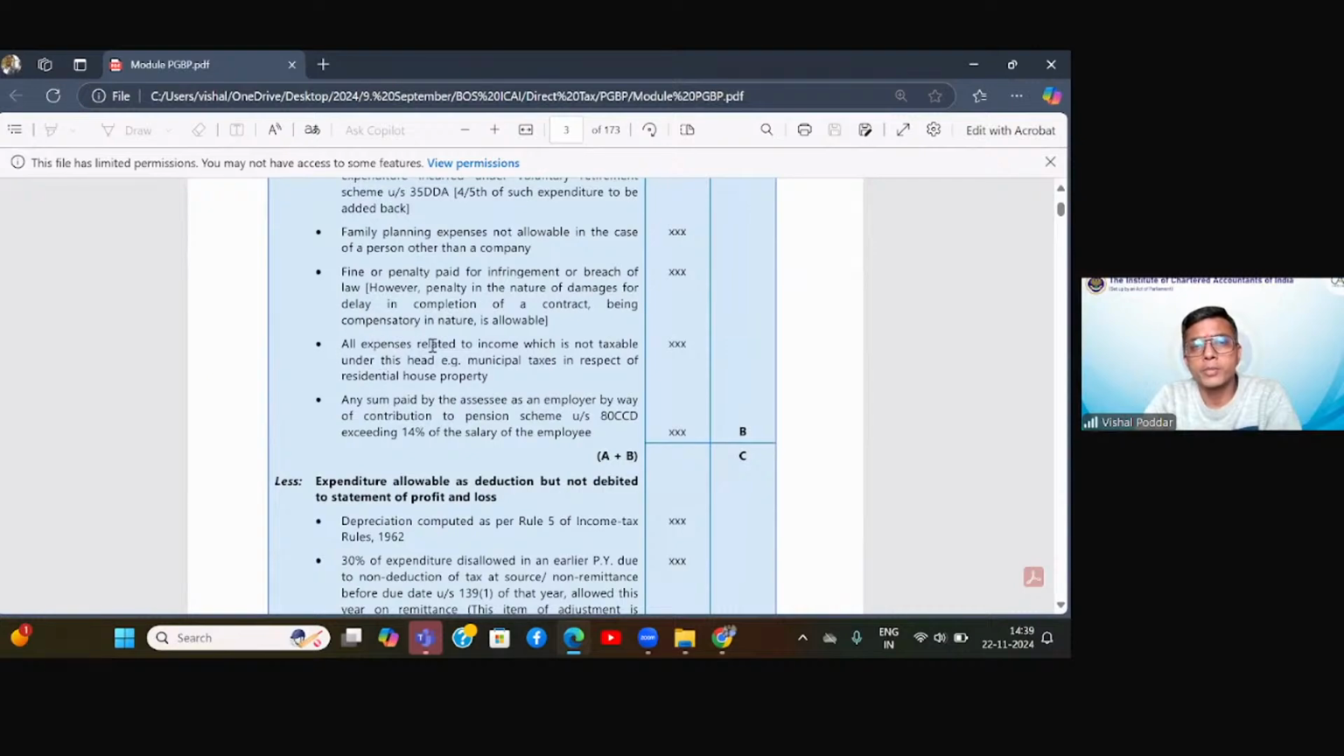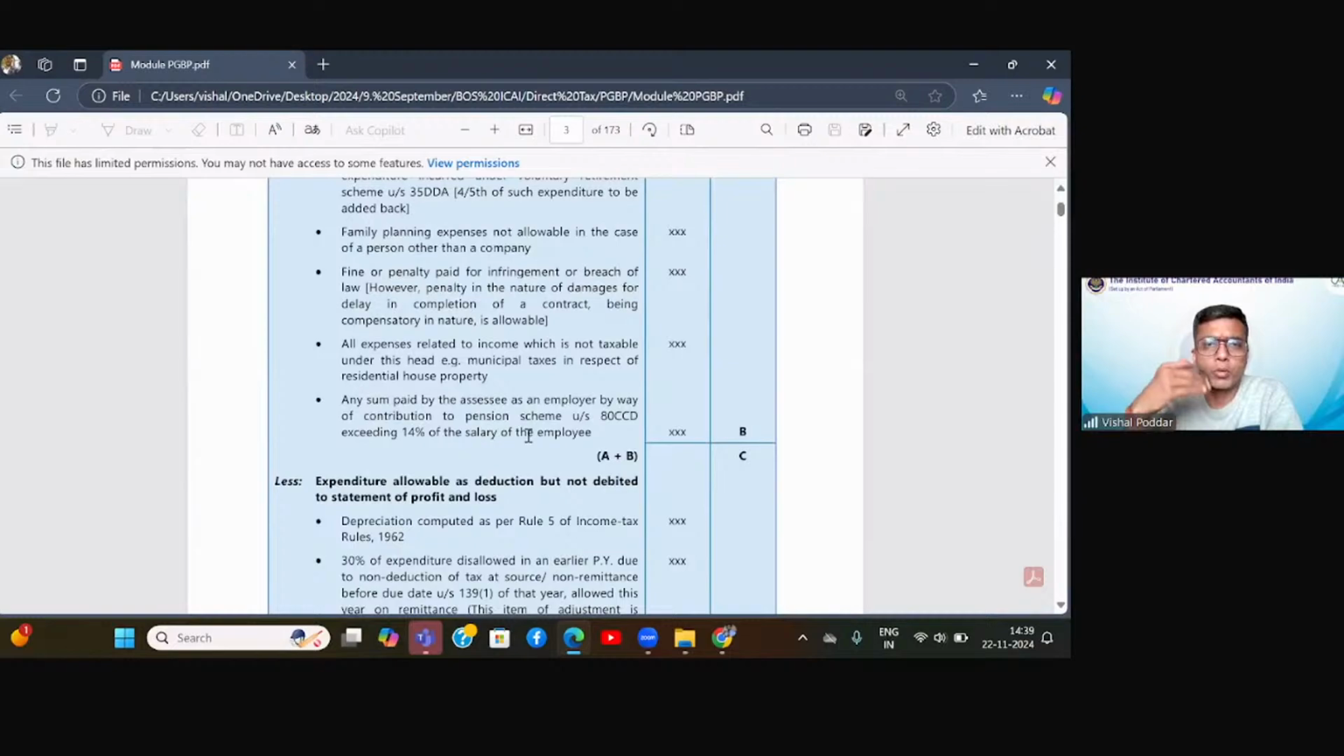Next, all expenses related to income which are not taxable under this head. This we did in the first step itself. We remove the effects of all those incomes and expenses which belong to other heads. And any sum paid by the assessee as employer by way of contribution to pension fund under section 80CCD exceeding 14% of salary. This is one special point given in section 36 subsection 1.